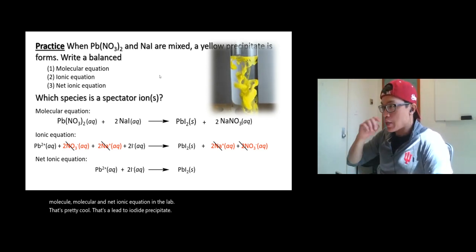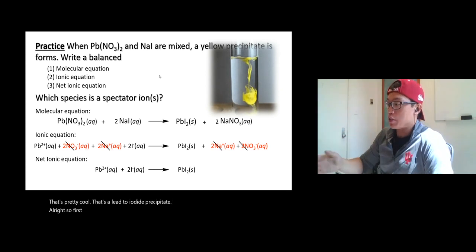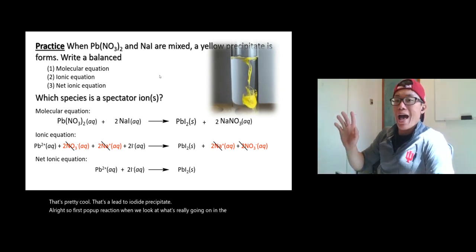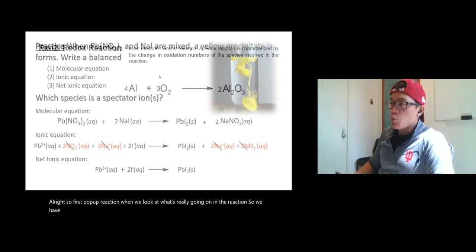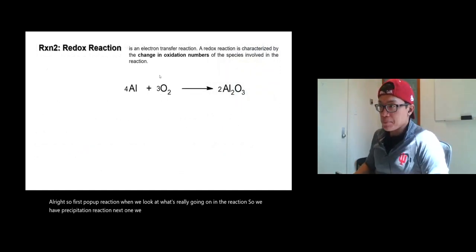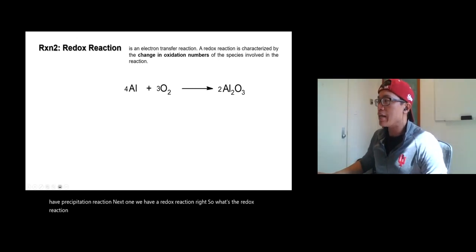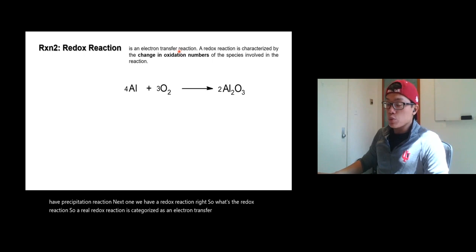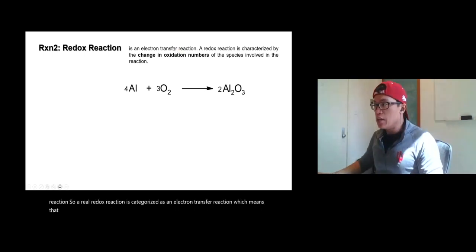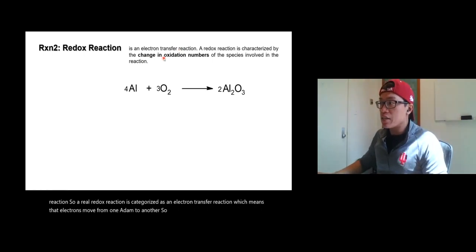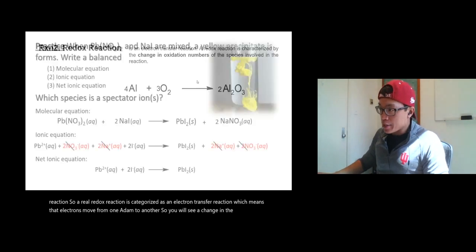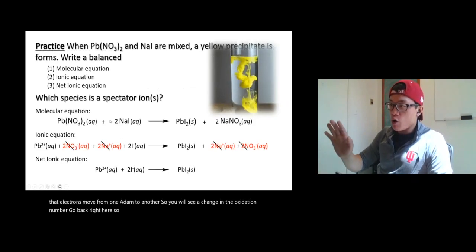So the first type of reaction, when we look at what's really going on in the reaction, is the precipitation reaction. Next one, we have a redox reaction. So what's a redox reaction? A redox reaction is categorized as an electron transfer reaction, which means that electrons move from one atom to another. So you will see a change in the oxidation number.